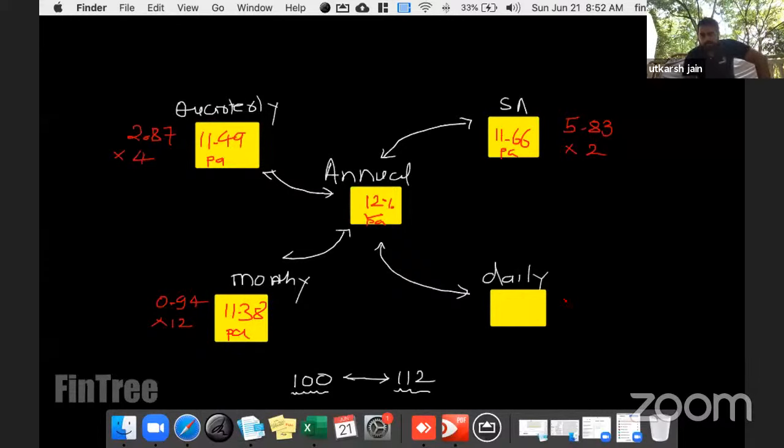And now keep N as 365. Don't do second clear TVM all the time. You can reverse the previous number. So just say N as 365, compute I/Y. So you'd get 0.031 and multiply this with 365. And you'd get 11.33. Good. So this is one way of doing it.